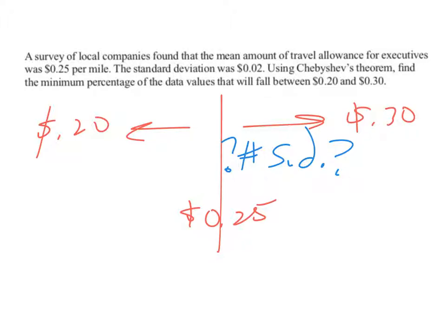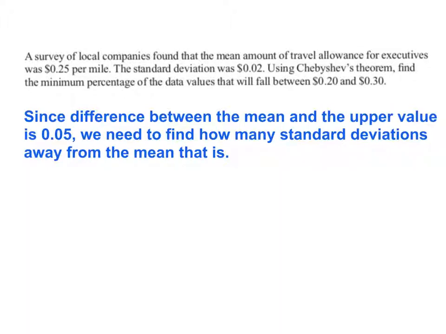Well, I know what one standard deviation is, right? How much is one standard deviation? 2 cents. So if I'm 5 cents away and I need to know how many standard deviations away I am, what should I do? 5 divided by 2. Okay, or in this case, all right, and this is everything that I just said.